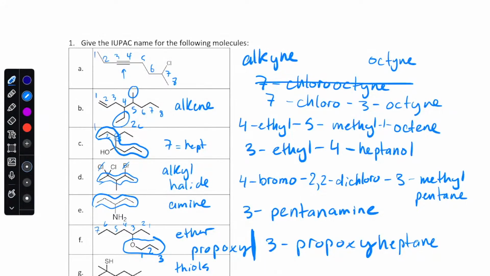This one you can see we have to find again the longest carbon chain, which we can say is this one. Longest carbon chain without branching, like longest carbon.